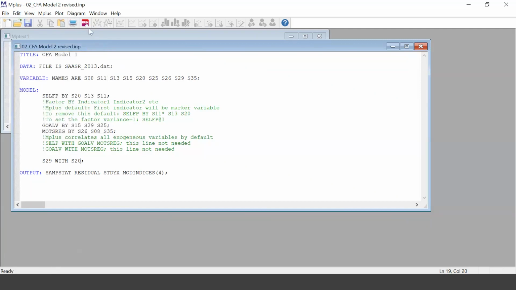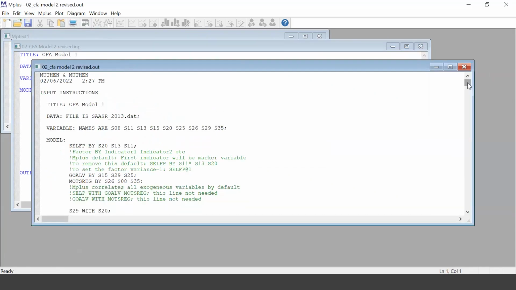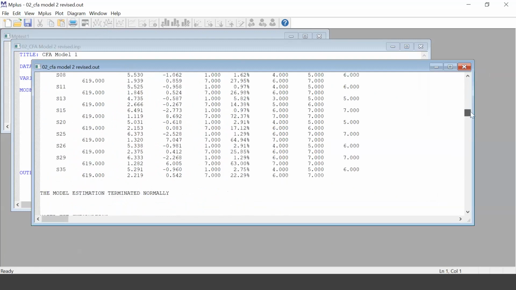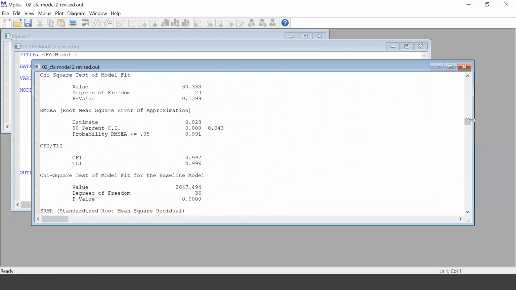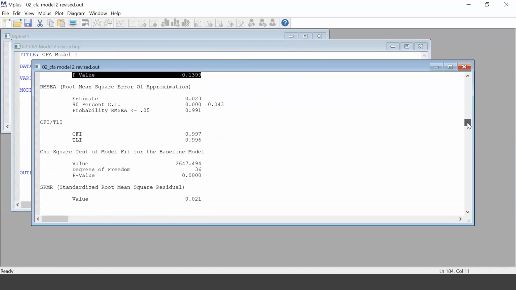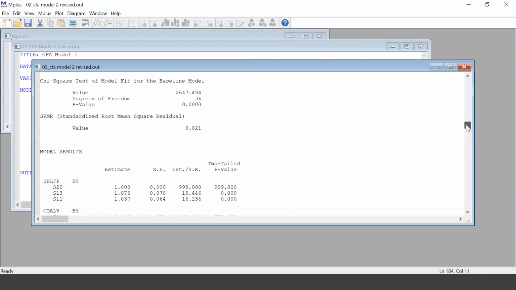I save this, I run my model, and now interestingly, I'm going to have 1 fewer degree of freedom, right? So now the chi-square test of model fit is 30.34, basically, with 23 degrees of freedom. And you can see now the p-value is not statistically significant, which suggests that the model-implied variance-covariance matrix is doing an adequate job reproducing the observed variance-covariance matrix. My fit indices look a little bit better, but fairly similar, truthfully, because they looked pretty good before. They haven't changed that much, but they're maybe slightly better.